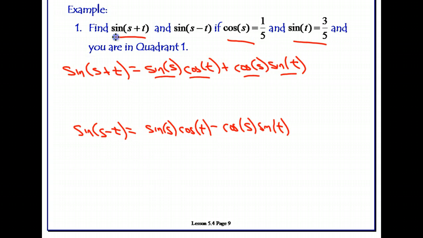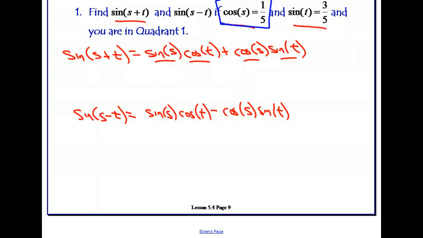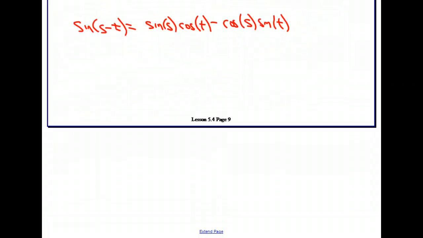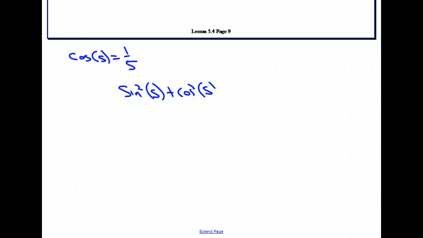Okay, so we've got our 2 formulas here. We need 4 things for these to work. So let's start here. They gave us the cosine of s. Can't we use this to figure out the sine of s? And we can. So the cosine of s is 1/5. And also notice we're in quadrant 1. So let's come down here, give ourselves some space, and we will come back up to the problem. Don't worry. So the cosine of s equals 1/5. Remember your old faithful identity, sine squared plus cosine squared equals 1.